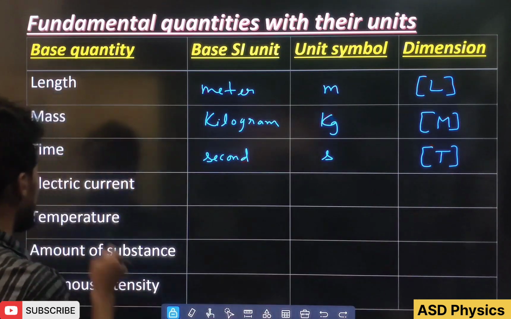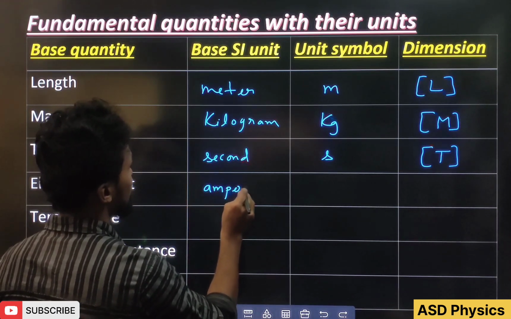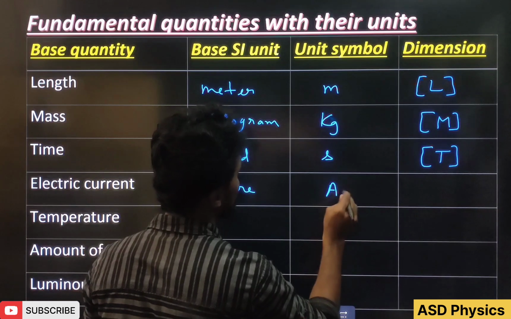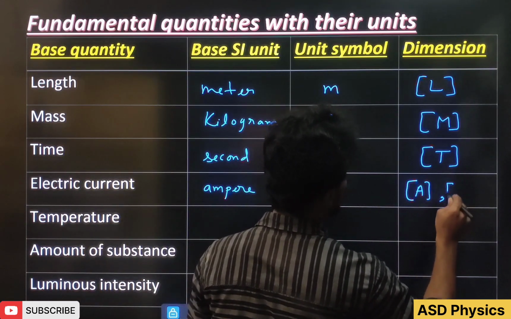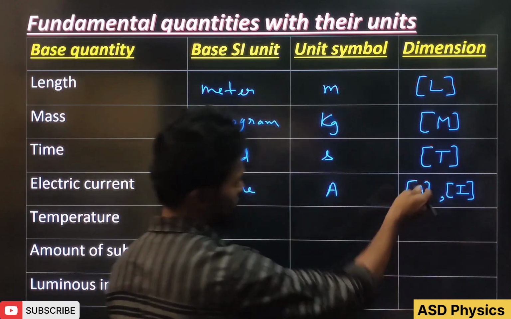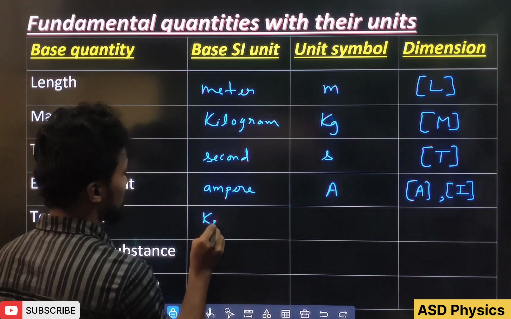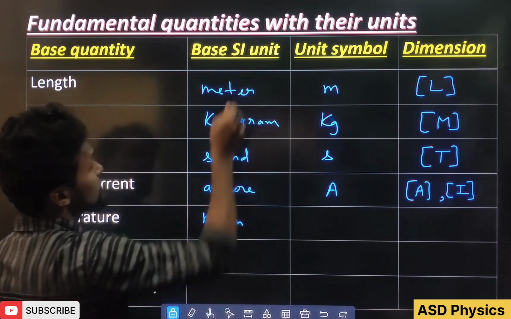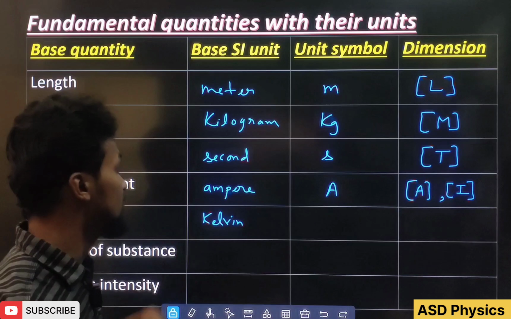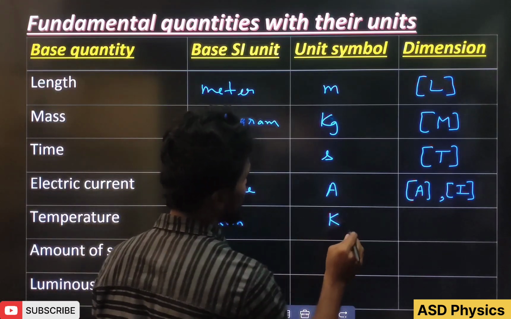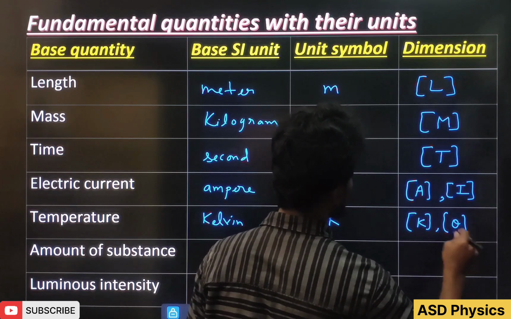Okay, dimensions. Similarly, if we talk about electric current, ampere. Okay, and here we write capital A for the unit and also capital A for the dimension. Sometimes in some of the books they write I also, but most of the time capital A only. Next one, students, temperature. Here the base SI unit is the Kelvin. Other units are also there like degree Celsius, Fahrenheit, but this is Kelvin. Here we write K, and for dimension also K. Sometimes they may use theta also, but K.